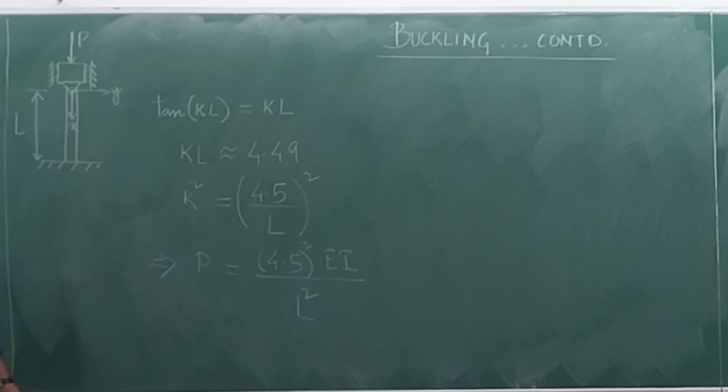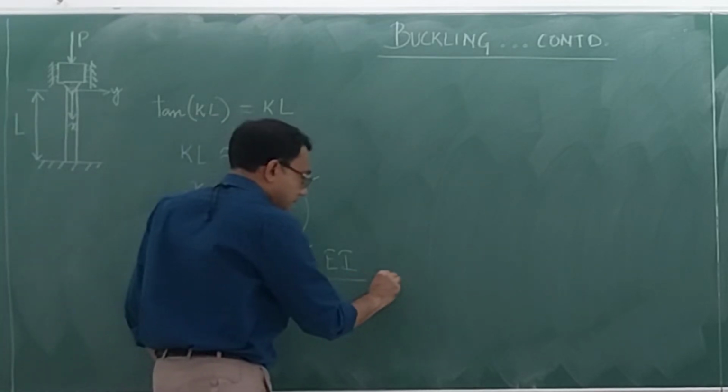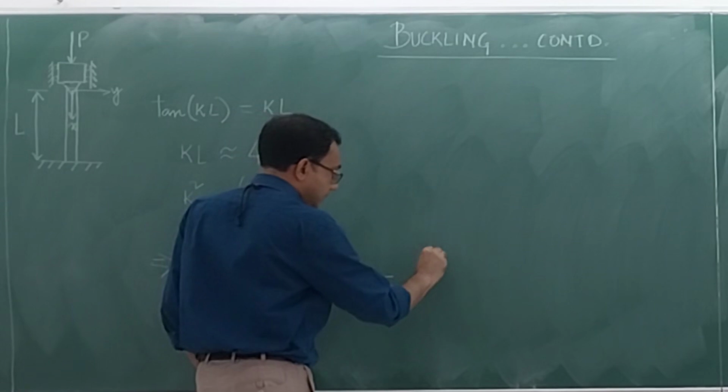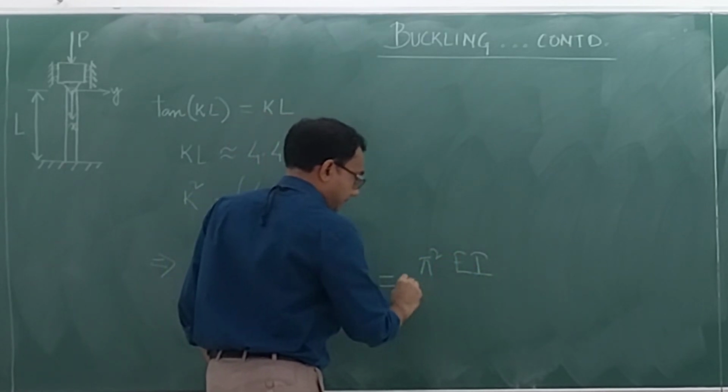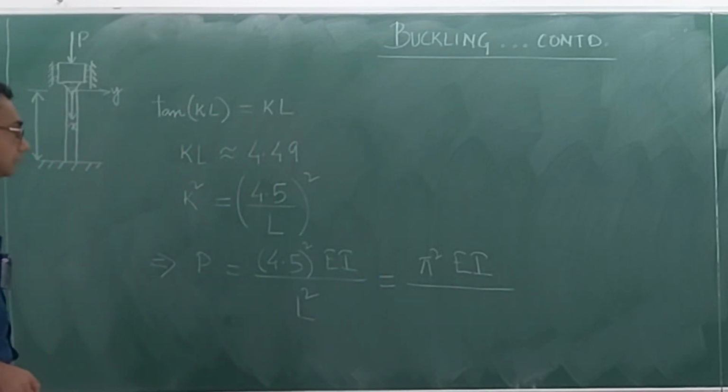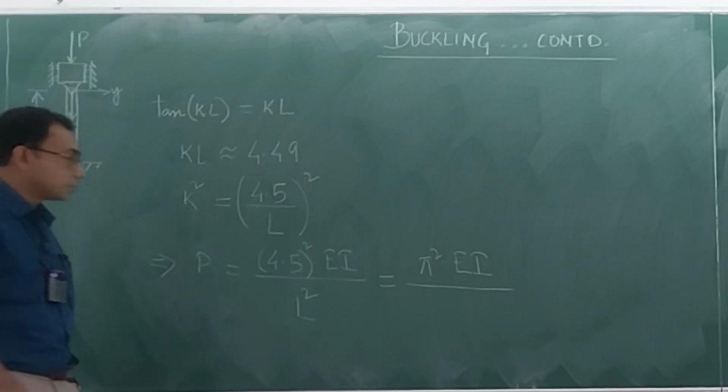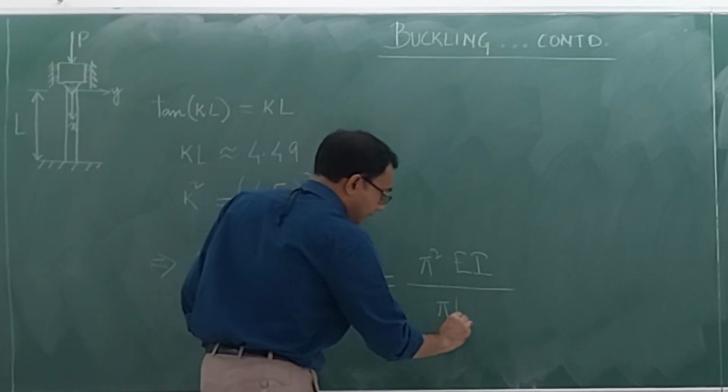And later for the other cases, what we had tried to find out was this critical value of P in that particular form itself, the pi square EI by L square form. It is no longer in that form, so we'll make it in that form. What we'll do is just a little bit of algebraic adjustment. In the numerator I have multiplied by pi square. In the denominator also I need to multiply by pi square. I also need to take the 4.5 square downstairs. Okay. So overall what this will become is this.